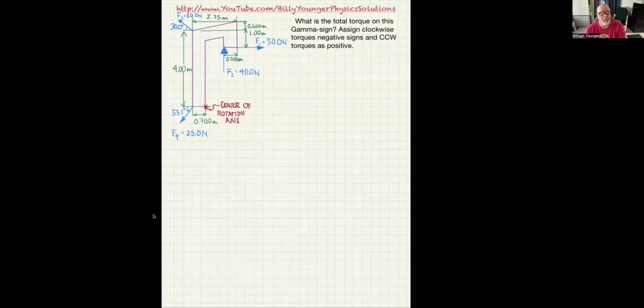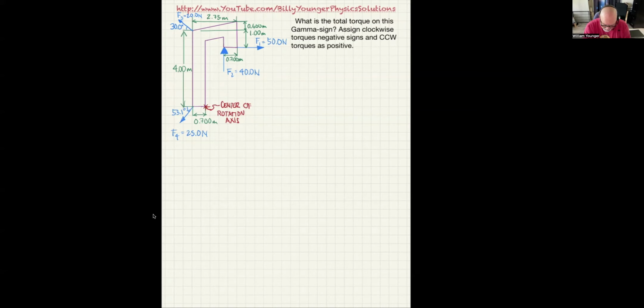Okay, so you can see the problem. Basically, the purple sketch is a Greek letter gamma. You can imagine it being installed on a fraternity or a sorority house or something like that. And we have four forces acting on it, F1, F2, F3, and F4. And we're asked what is the total torque on this gamma sign?